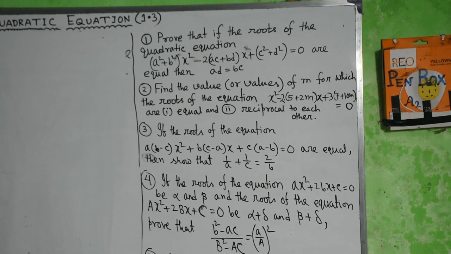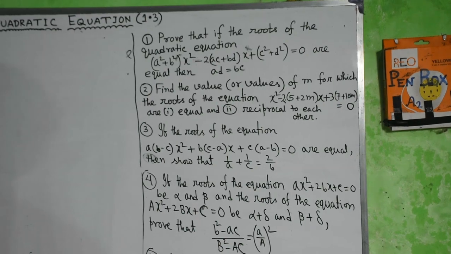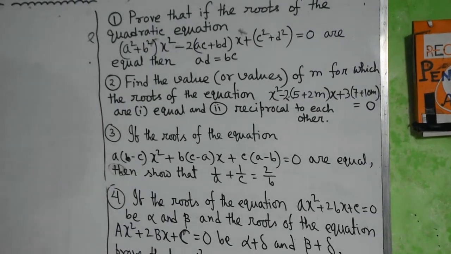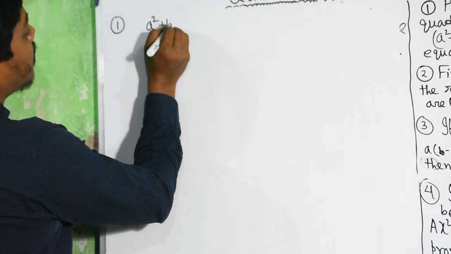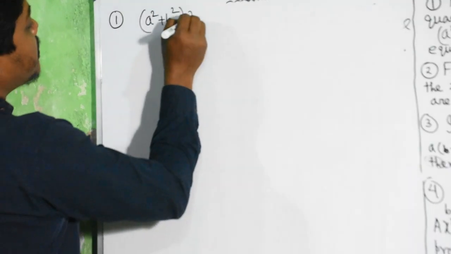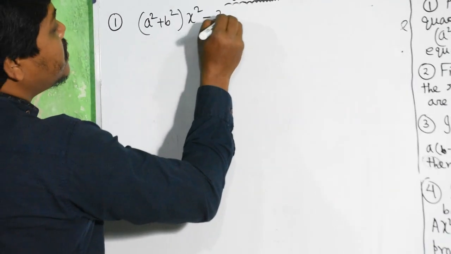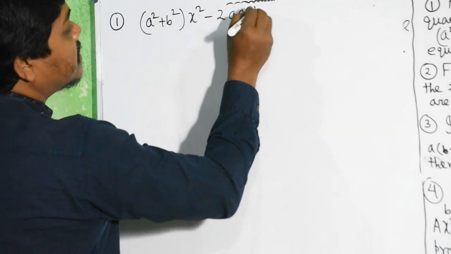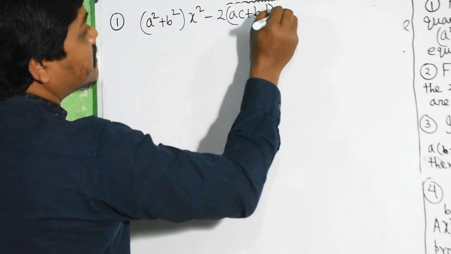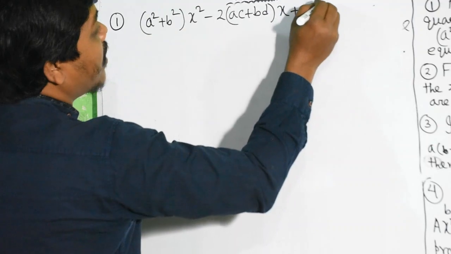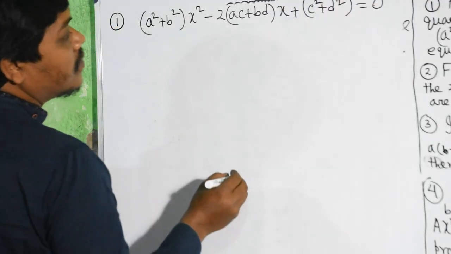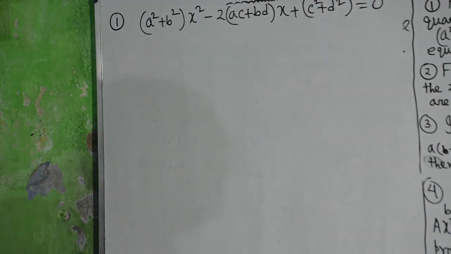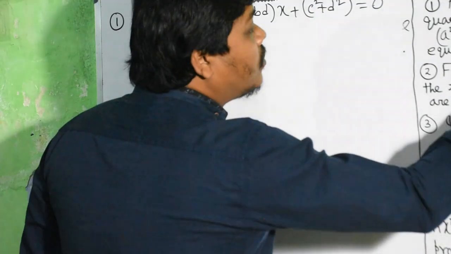Problem number 1: prove that if the roots of the quadratic equation (a square plus b square) into x square minus 2 into (ac plus bd) into x plus (c square plus d square) equals 0 are equal, then you have to show that ad equals bc.